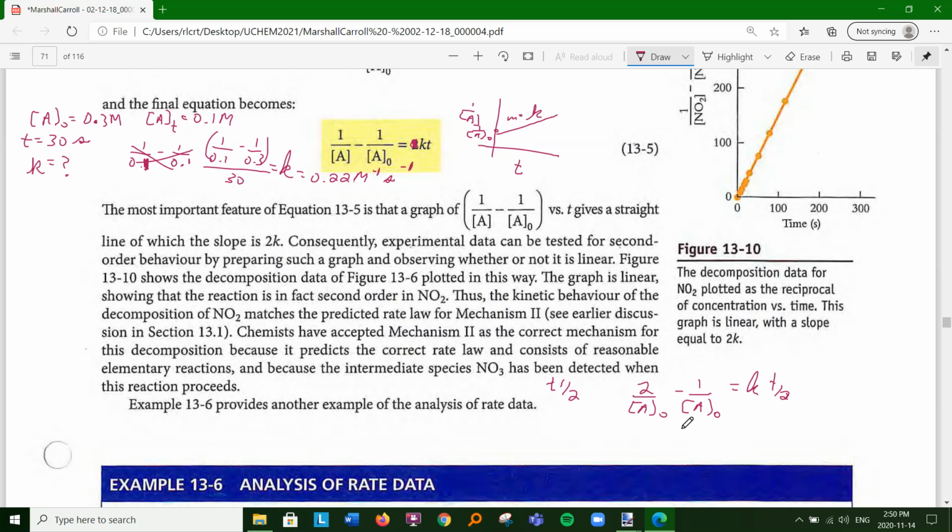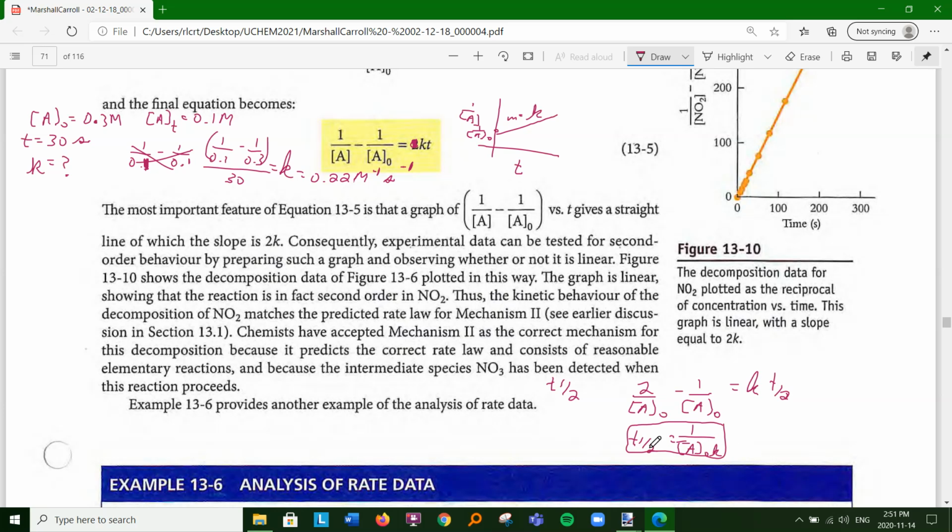So 2 minus 1, so that's 1 over A naught, divide both sides by K. So I get T1 half is 1 over A naught times K. So you see that the half-life is dependent on how much of the reactants you have. So the first half-life, you take the original amount of A multiplied by the rate constant and you get the half-life. But then the next half-life is going to have to take the current amount of A that you have, and you plug that in.